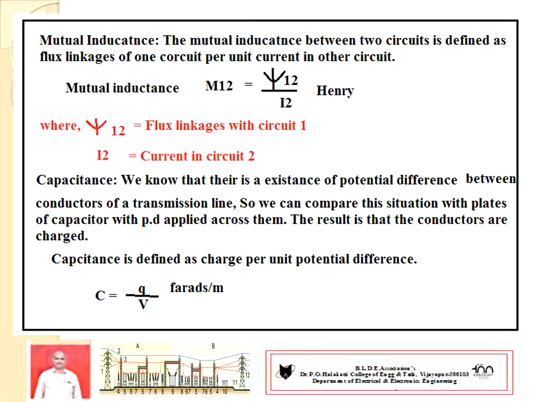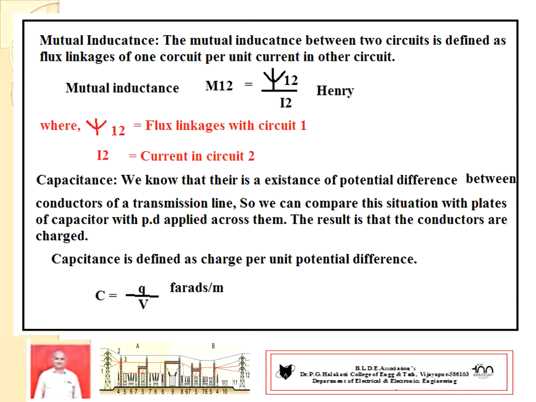So the mutual inductance M12, circuit number 1 to circuit number 2, is the flux linkages between 1 and 2 divided by I2, the current of the other circuit. Try to understand, where psi12 is the flux linkage with circuit 1 and I2 is the change of current in circuit number 2. Try to remember, all these things are required in future derivations.